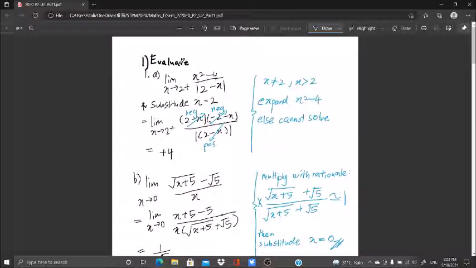First, question number 1a is asking us to evaluate the limit of (x squared minus 4) divided by modulus of (2 minus x), where x is approaching positive 2. Usually we will substitute x equals 2, but when we do, you will find that the denominator turns into 0. When the denominator turns into 0, the whole thing becomes infinity or undefined, at least in the real axis. We are not talking about the imaginary axis here.